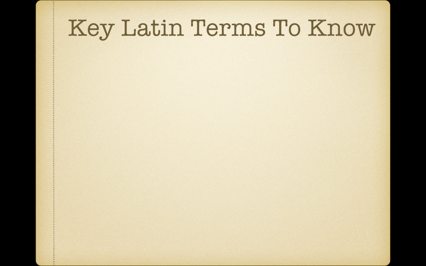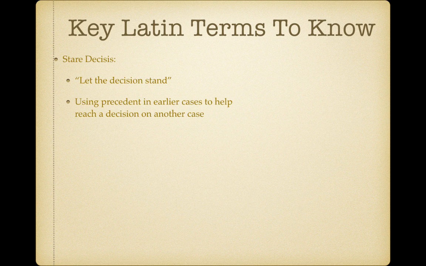All right, let's start off with some key Latin terms that you should know. Stare decisis means let the decision stand. In other words, using precedent in earlier cases to help reach a decision on another case. So if there is a case before a court and it's similar to another one, chances are the court will rule the way it did on that previous case.